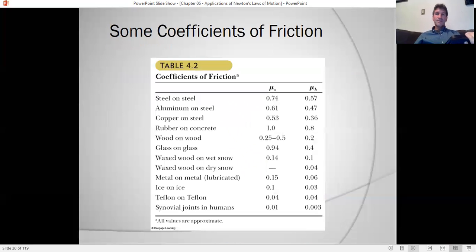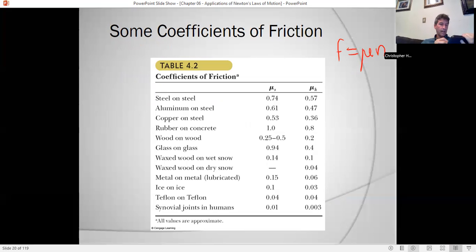Okay. Now let's look at a few different objects. Before, again, I can find the friction, whether it's static or kinetic, by taking the coefficient of friction times the normal force, where this is a material property. Mu depends on what surface is up against another surface.